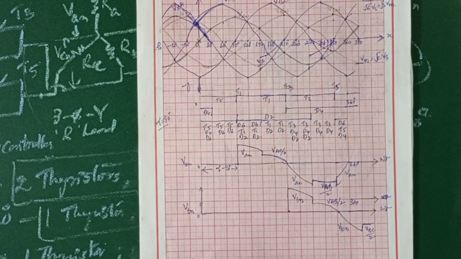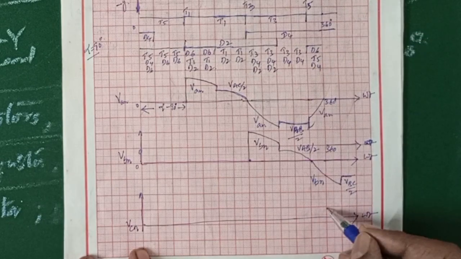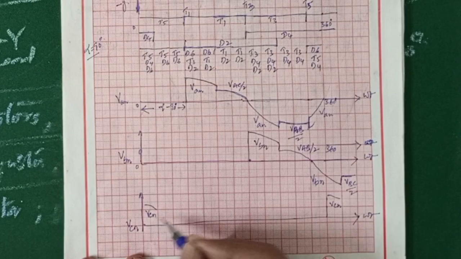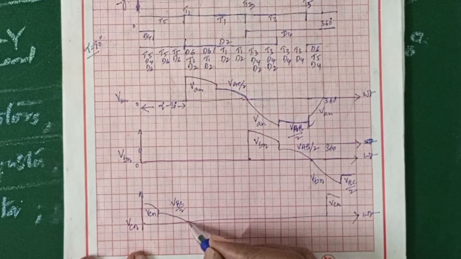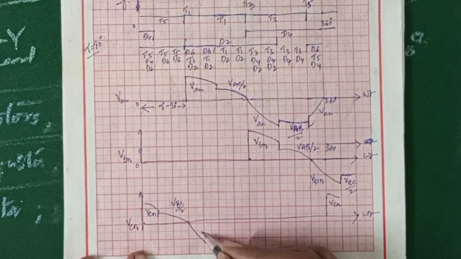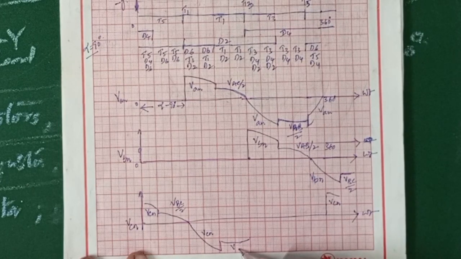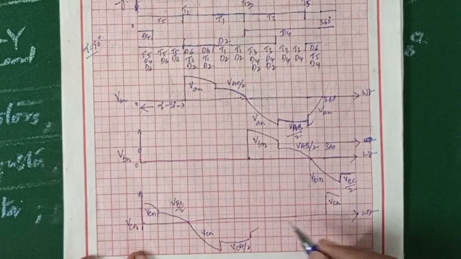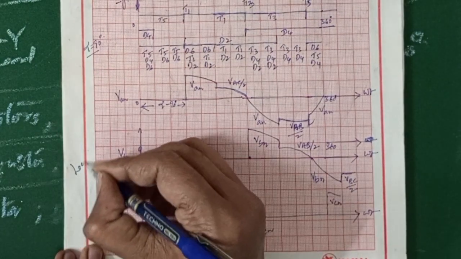Finally, we'll try to draw VCN. VCN is going to start at 330 and it's going to follow VCN. This is also VCN. This is VBC by 2. Then VCN. This is VCA by 2. This is VCN. So these are the load phase voltages.